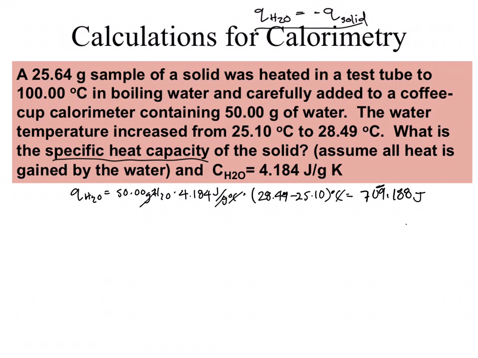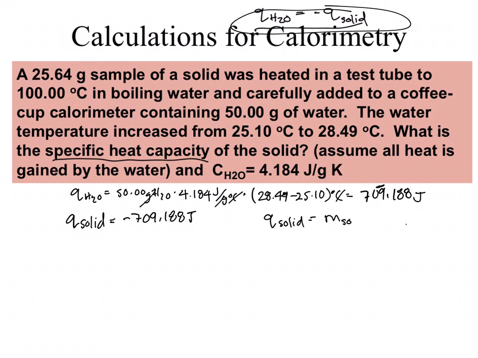Now this is going to allow us to figure out the Q of the solid indirectly by using the relationship we see here. So Q of solid is going to be equal to the Q of the H2O, but just with the opposite sign. So this is our Q of our solid. Now, they don't want the Q of the solid. What they want is the specific heat capacity. So they want the C variable. So Q of our solid is equal to the mass of our solid times the specific heat capacity of our solid times the change in temperature of our solid.